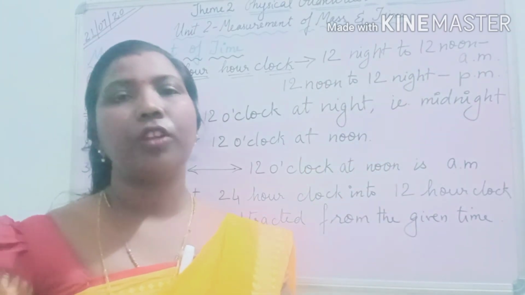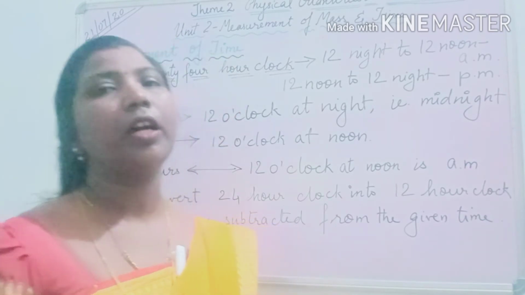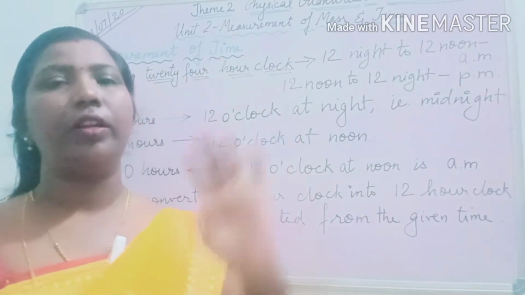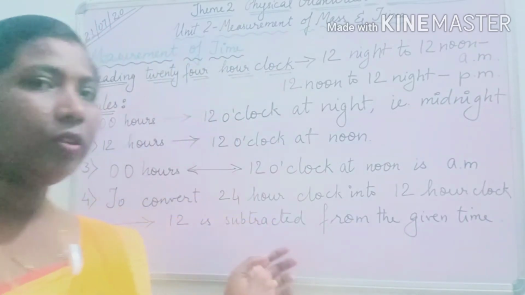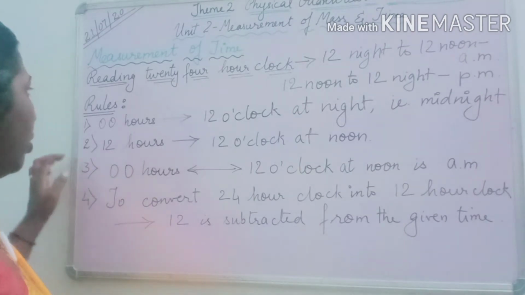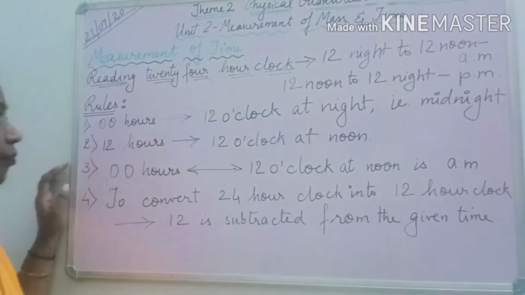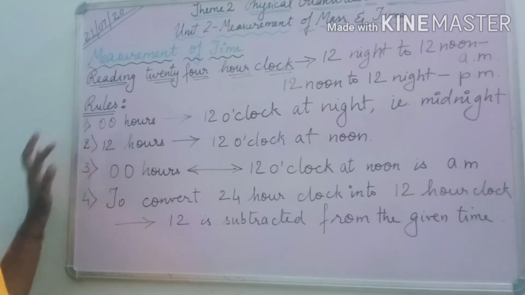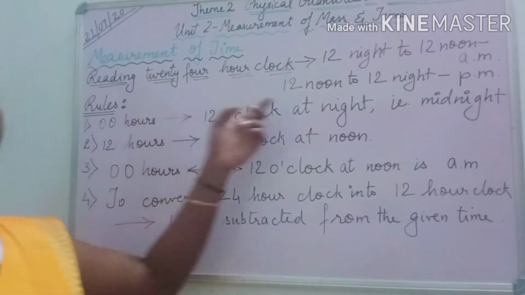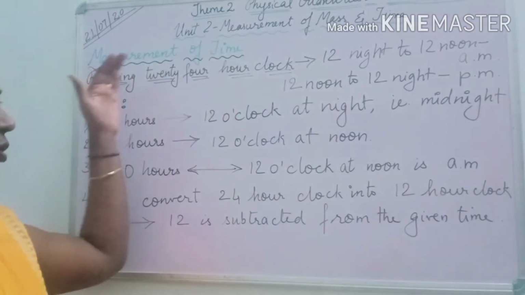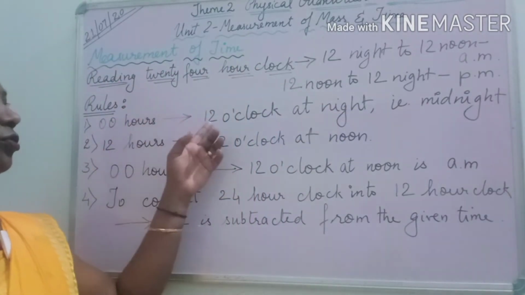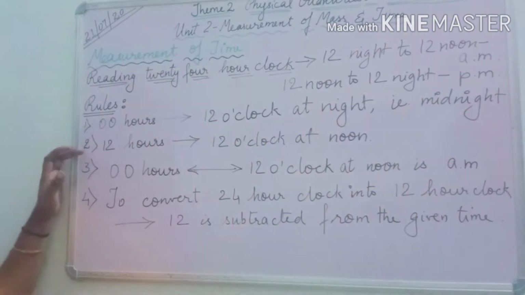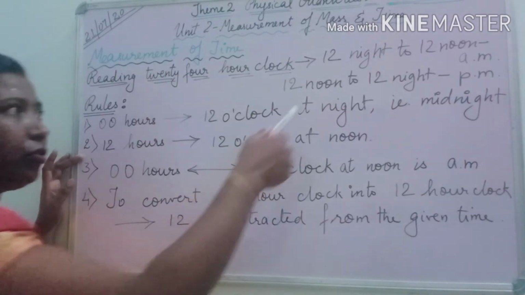For a 24-hour clock there is no AM and PM, only 24. The numbers after 12 go 13, 14 like that, up to 24 intervals. Now here there are some rules. If it is 00 hours, it means 12 o'clock at night. That means the 24 hours are already completed. This is 12 o'clock at night, that is midnight, and now the next day begins.